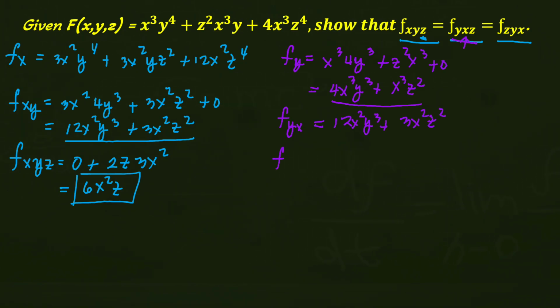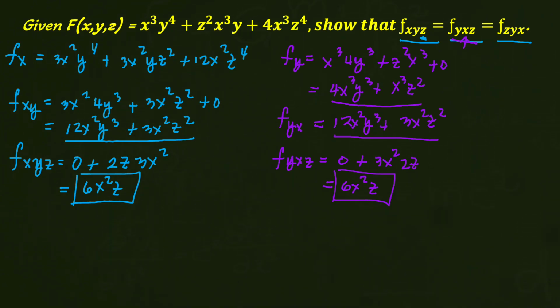And finally, we will find f sub yxz, because the last independent variable here is z. So this answer, once again, we will find that partial derivative with respect to z. And with respect to z, the first term here, there is no variable z here, so that will become 0, plus with respect to z, this will become 3x squared 2z, or simplifying, this will become 6x squared z. So this is now the value of f sub yxz.